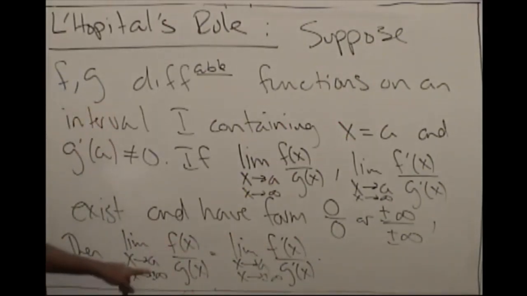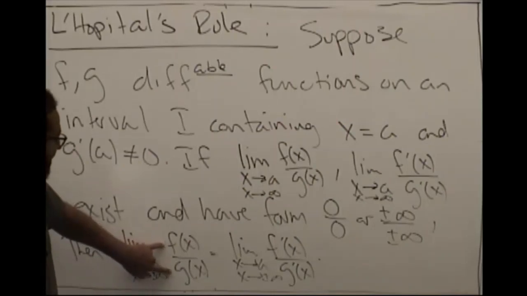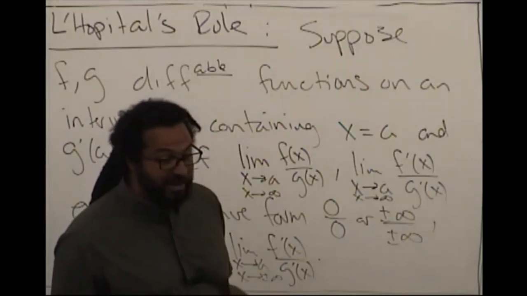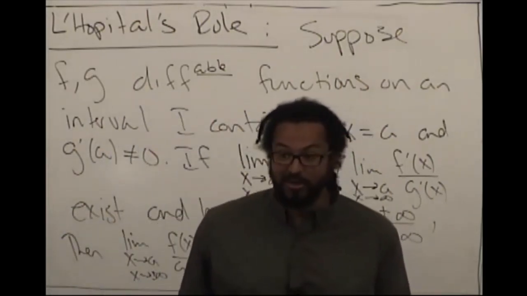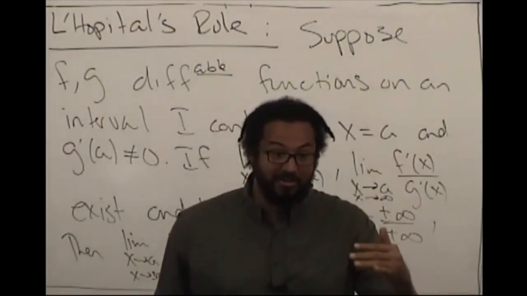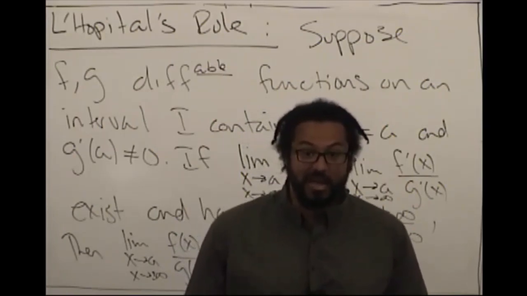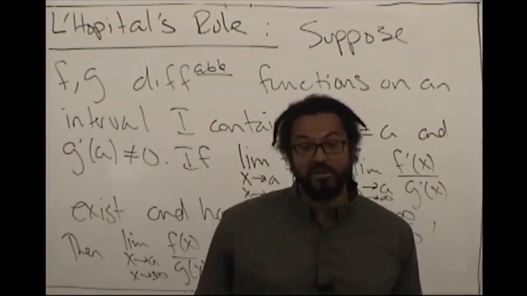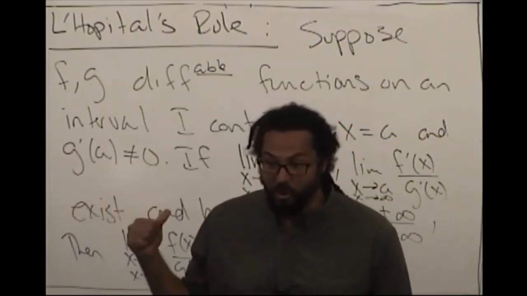So a lot of times, you can simplify a function by taking its derivative, right? At least in the case of polynomials, you can knock the power down a notch by taking derivatives. So that might turn out to be useful. So let's have a look at a few examples of L'Hopital's rule.